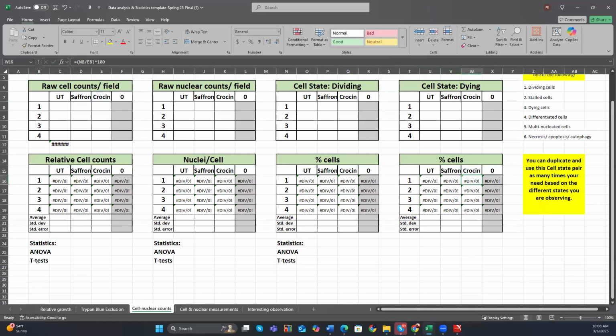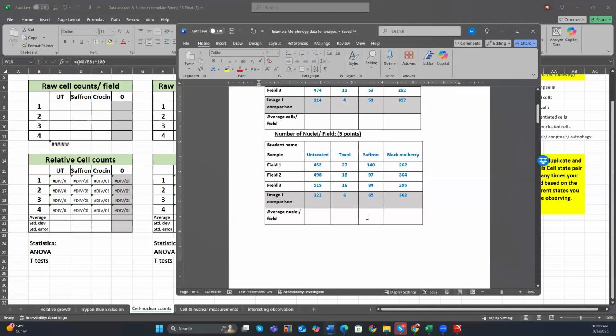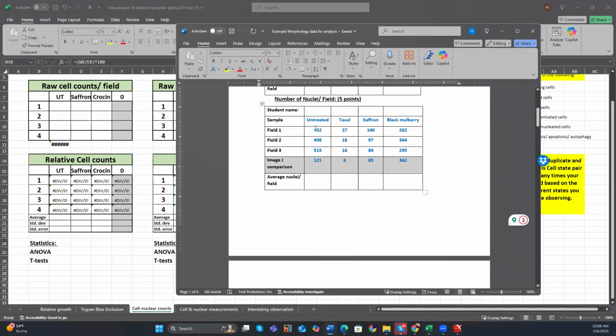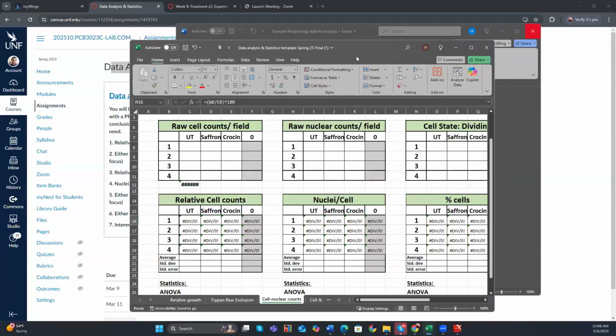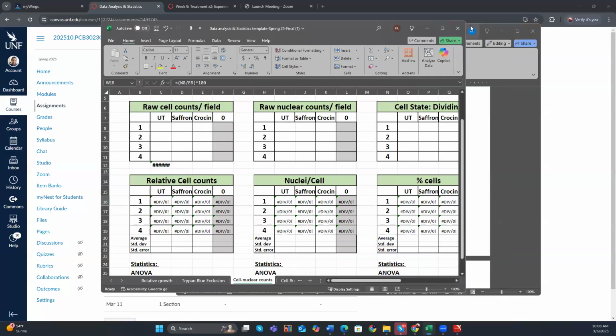And again, in this case, you're going to be looking at your morphology assignment, right? So for example, I'll just show you what I have from another semester. This one, right? And that's what you're going to be copying, your numbers that are in here, okay? And again, you're gonna have 4 sets of numbers.